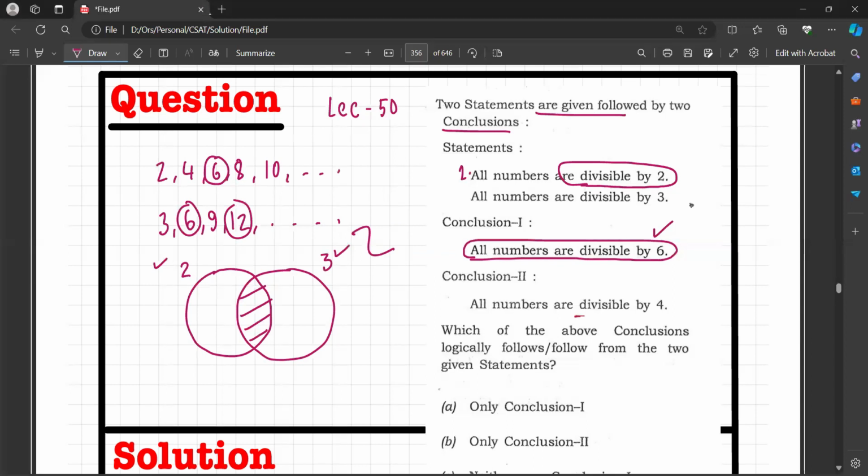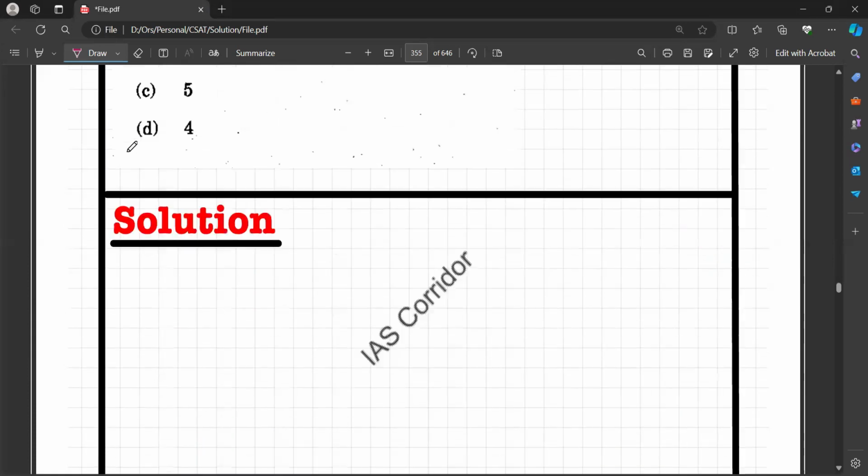Are these numbers divisible by 4? Not necessarily. Why? Pick a number, suppose 6. 6 is divisible by 2, it is divisible by 3, but it is not divisible by 4. So we cannot say all the numbers are divisible by 4. So this statement goes wrong. This statement is correct. So only conclusion 1 is correct here. Got it? Let us go to the next question. That is question number 2.